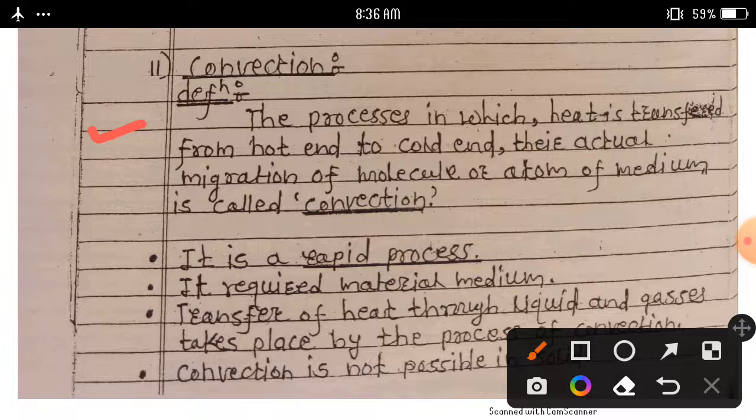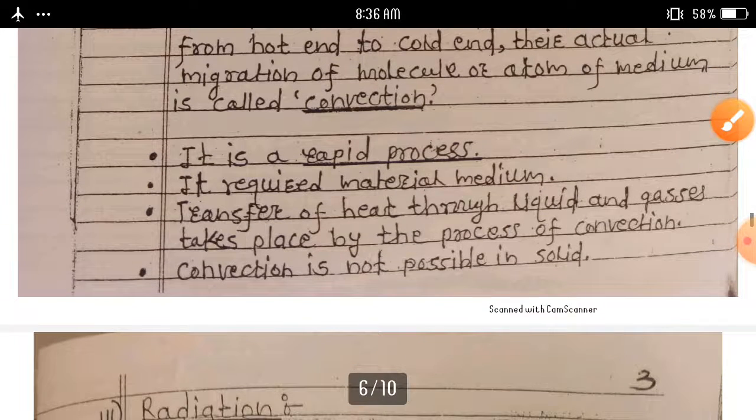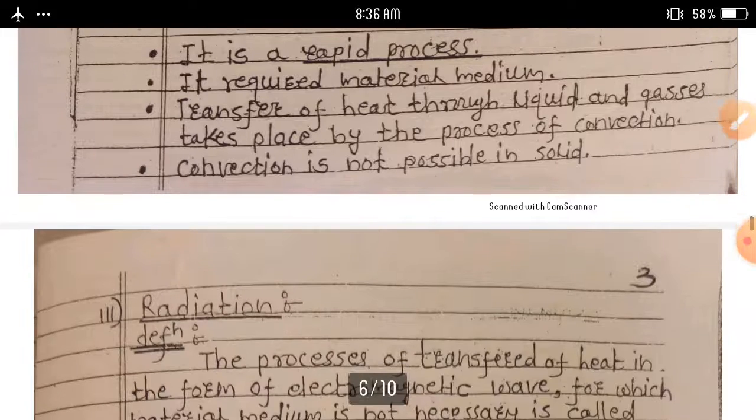As compared to the conduction process, convection is a rapid process. Second, it requires a material medium. Third, transfer of heat through liquids and gases takes place by the process of convection, and convection is not possible in solids.